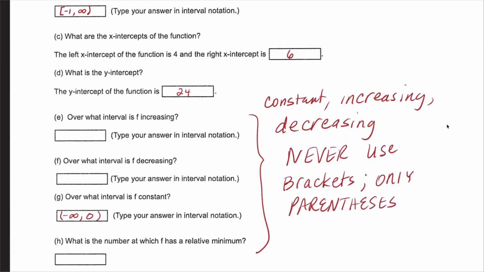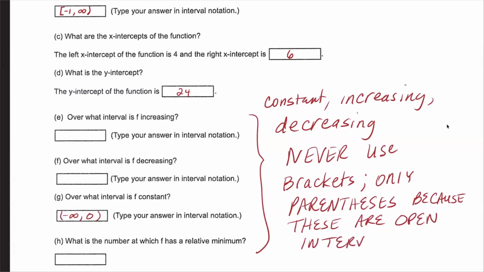Because these are what we call open intervals. Open intervals means they have parentheses. They're open intervals. People get this confused all the time. You don't put brackets. You may use brackets with domain and range, but not when it's talking about increasing, decreasing, or constant. Okay. And so we did constant.